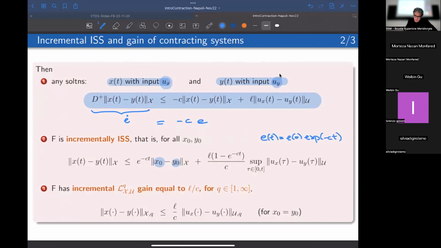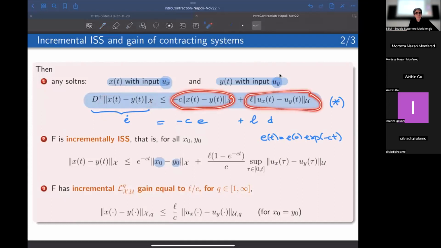But of course, this does not happen because of the presence of this forcing term, L times, let's call it a disturbance D. So that's the interpretation of this equation star. It's a wonderful differential inequality. It's telling you things are going extremely well. The distance between the two trajectories wants to decrease exponentially fast, except for the forcing term.